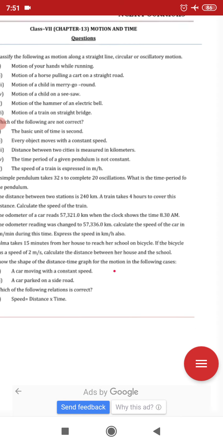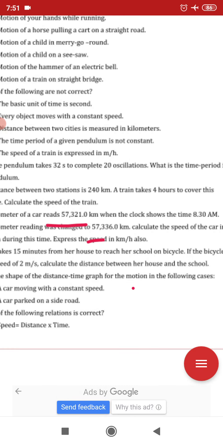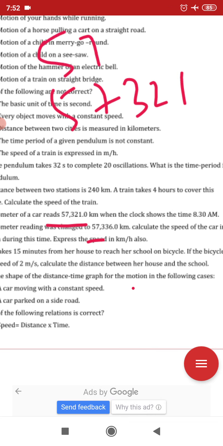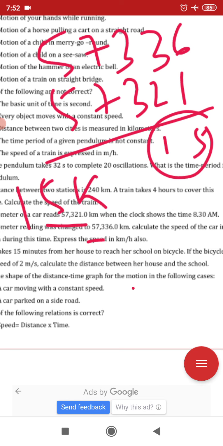Now calculate the speed of the car in kilometers per minute during this time, and express the speed in kilometers per hour. So we need to express the speed in both forms, kilometers per minute and kilometers per hour. Okay, so the first reading and second reading are given. Two times have been mentioned, 8:30 and 8:50. So just put the second time, 8:50. First of all, we need to find the difference between the distance and the time. 57,321 should be subtracted from the second reading. So you have to subtract the first reading from the second reading, and you will get the distance. So what will be the distance? The distance will be 15 kilometers. That is the difference between these two readings.